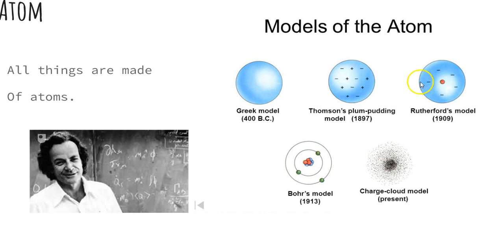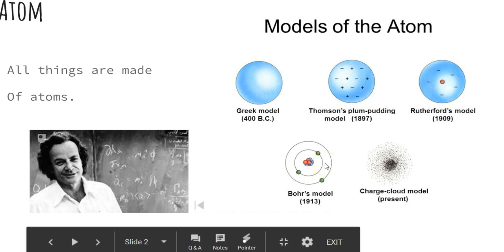In 1909, Rutherford, with his gold foil experiment, shot alpha particles at a gold foil. He noticed that most of them passed through, but a very small percentage was reflected in a different direction. So he found out that the positive charges were all localized in this very small area called the nucleus, while the electrons, he thought, were still distributed throughout, like the plum pudding model.